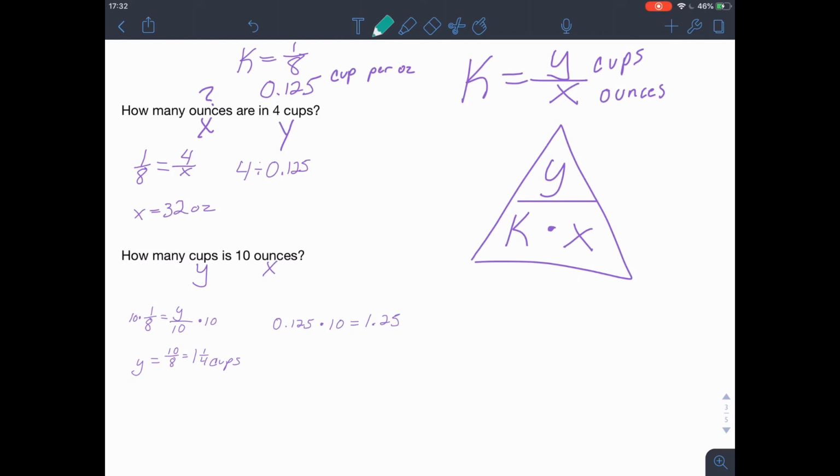Or I can use my fact family triangle to help me just use one operation and put it right in my calculator. So since again I am looking this time for y, I'm going to cover up the y. And it tells me that to find y, I do k times x. So I take my k number, again I like putting the decimal in my calculator, times our x value, which this time is 10, and it gets me 1.25, which is equal to 1¼ cups. So 10 ounces is 1¼ cups.